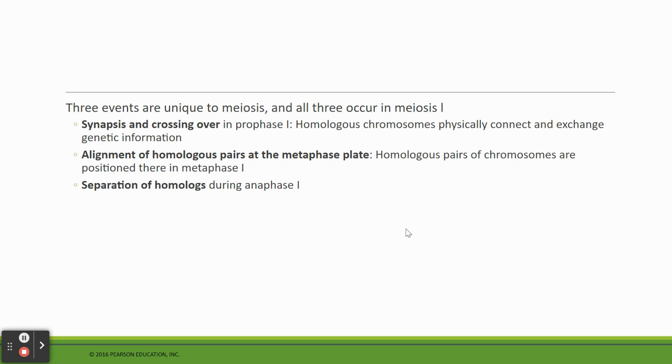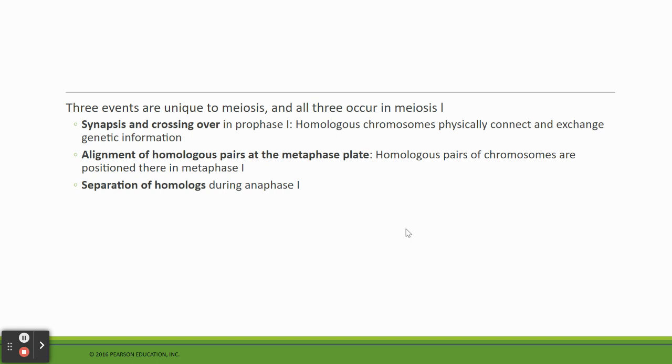When there's alignment of the homologous pairs at the metaphase plate, these pairs of chromosomes are positioned randomly on that plate, okay? So which direction they get pulled and which cell they get pulled in, that's up to the spindle fibers, and it's completely random. So this is another way that we get uniqueness in our cells for meiosis.